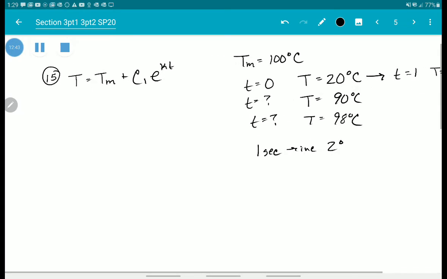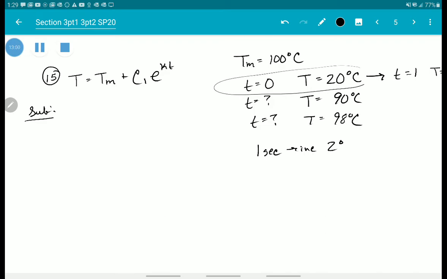So that gives us 2 initial conditions, so we can solve for that C1 and that K value. So let's start doing that. Let's make some substitutions here. I'm going to start with in the beginning. In the beginning, the temperature was 20 degrees. That's at time 0. Our temperature of the medium is 100.